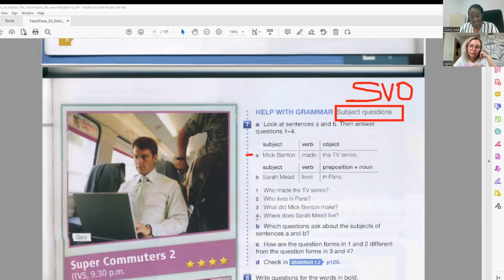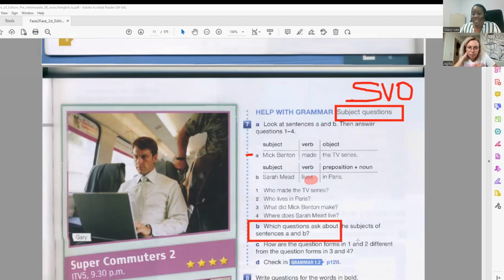Where does Sarah Mead live? Sarah Mead live in Paris. Live in Paris? Remember your subject and your verb. No, she lives in Paris, not live, but lives. Yes, remember your subject and your verb must agree. Very good. So now I ask you this question.